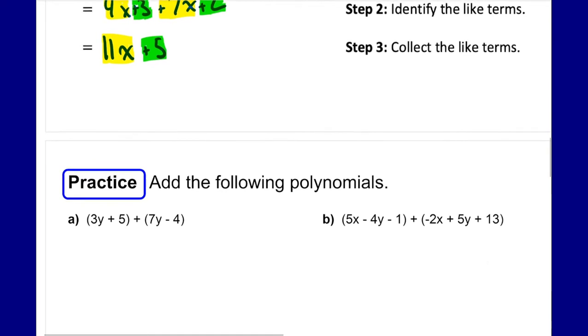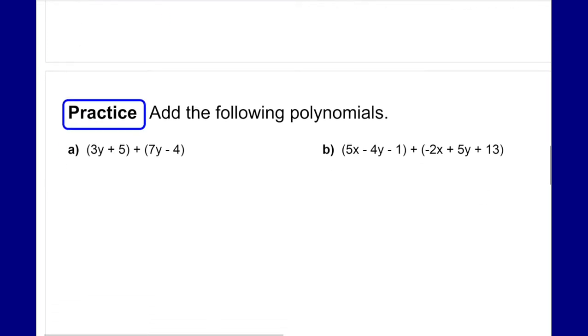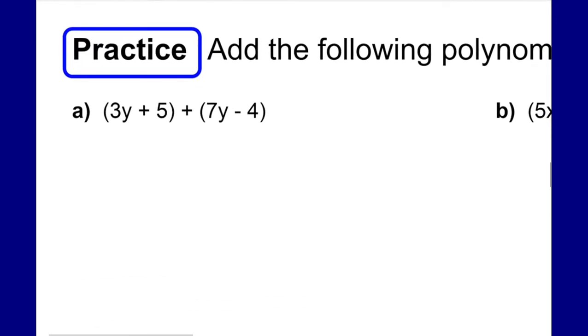So let's look at some examples without those steps. We'll look first at 3y plus 5 added to 7y minus 4. Because I'm adding polynomials, our first step is just to drop the brackets: 3y plus 5 plus 7y minus 4.